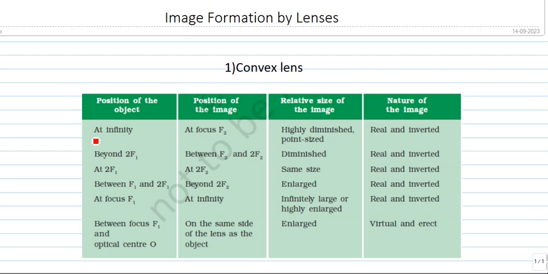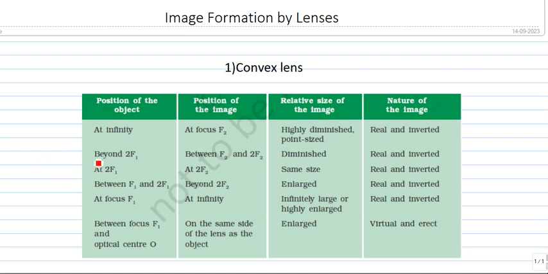Yes, the first one here is the object placed at infinity. This is what we saw in the previous ray diagram. Yes, when we have parallel rays of light, the image is formed at F2, which is on the other side of the lens. When the object is placed at infinity, the parallel rays falling on the lens will form the image on the other side of the lens at F2. Yes, it is a highly diminished image or point sized image.